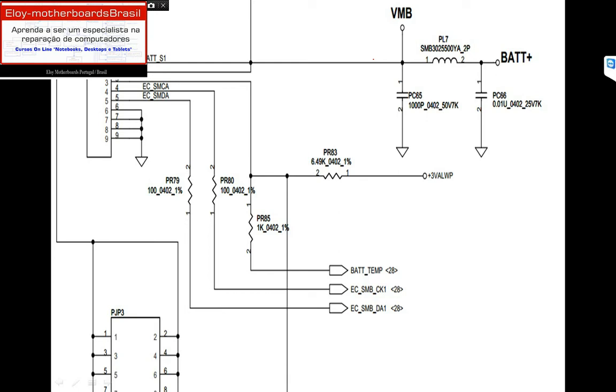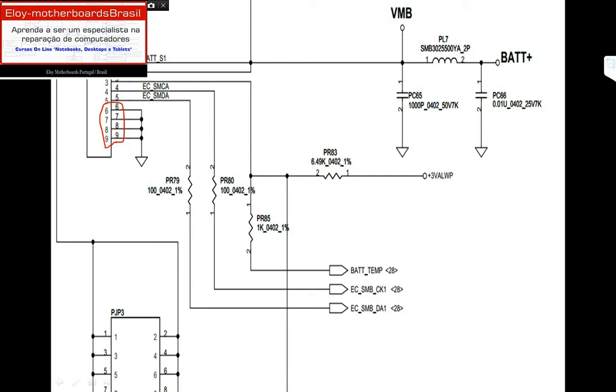So this is the battery connector, with the name of power jumper 2, PJP2. We can see 9 pins. Pins 9, 8, 7 and 6 are G and D, also known as ground. Pin 1 is the positive voltage that will be taken to the charge MOSFET, through this PL7.